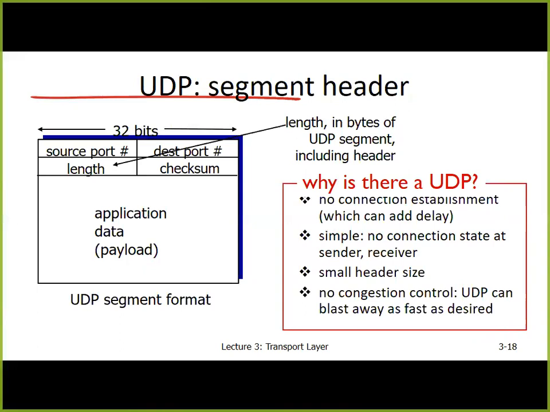Not 65, so 2 to the 16 minus 1, and what's that? Yeah, 65535, correct. Then this field tells us the length of the entire UDP segment in bytes. That length field is also 16 bits long, and so what's the maximum length of a UDP segment, including the header?